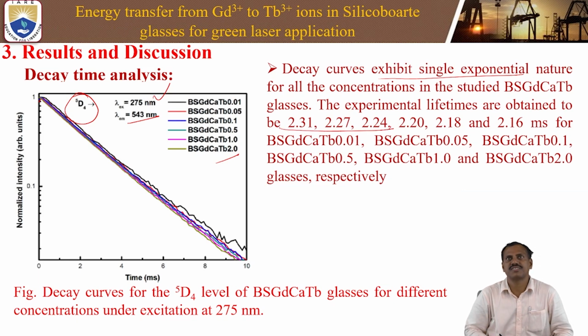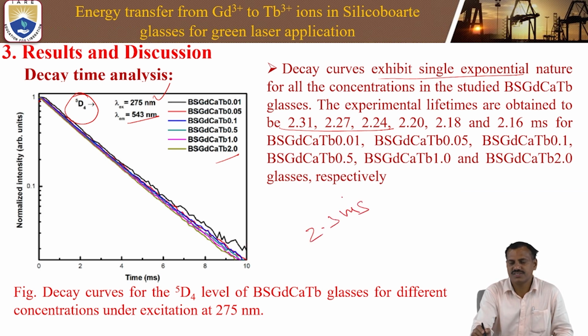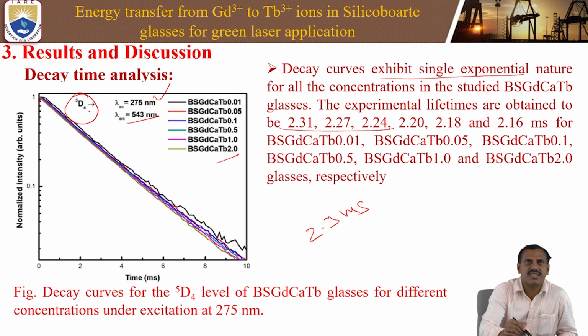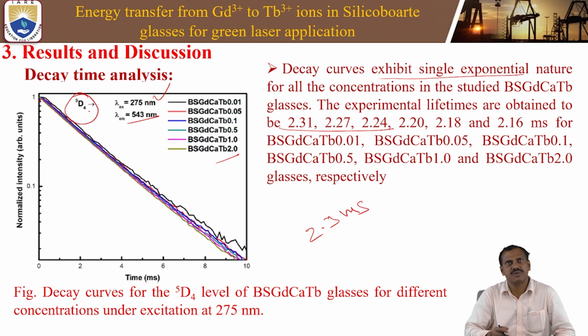The experimental tau values at low concentration are 2.31, 2.27, 2.24, 2.20, almost constant lifetimes; the decay time is almost 2.3 milliseconds we are observing. So on average we are getting 2.3 or 2.2 milliseconds. That means all the concentrations of terbium 3+ ions show single exponential nature. There is no energy transfer in the 5D4 level, but energy transfer takes place in the 5D3 level, which we are going to discuss in the partial energy level diagram.